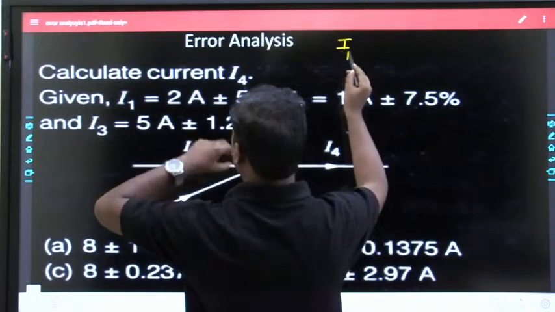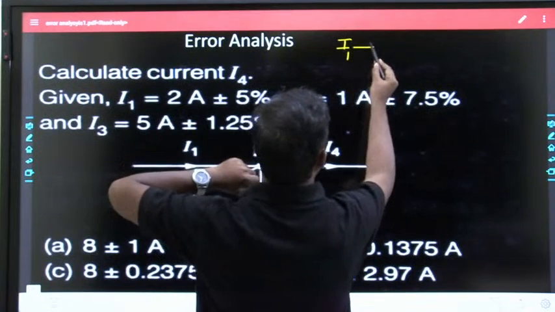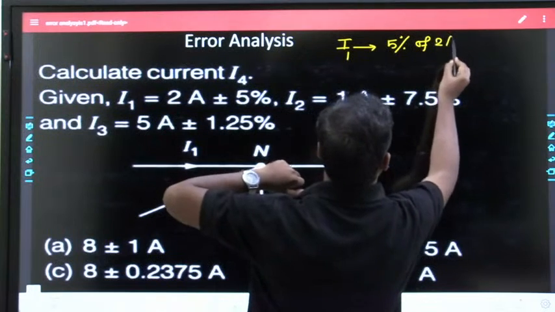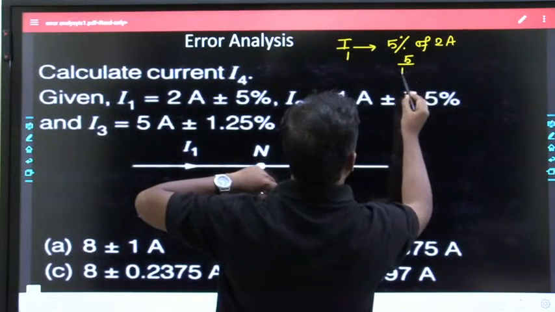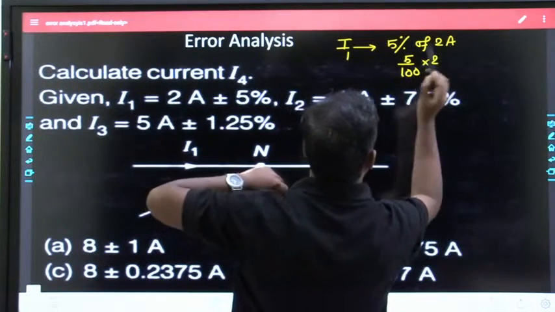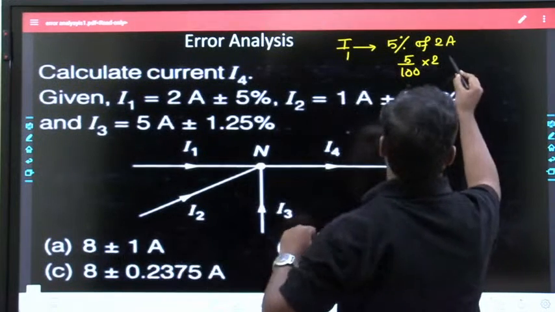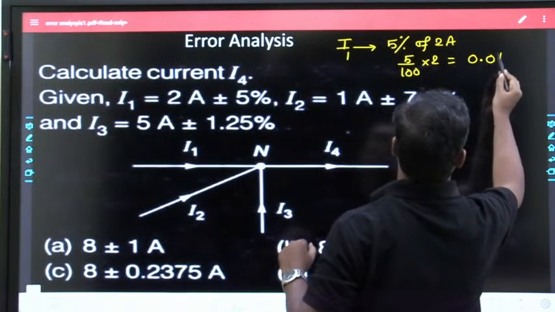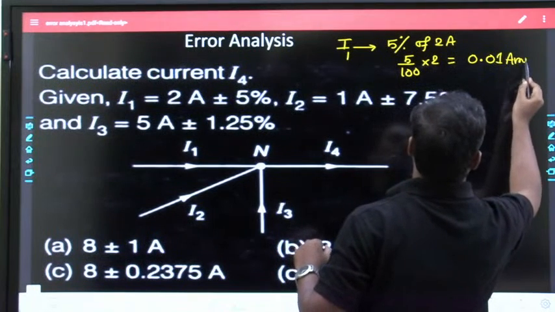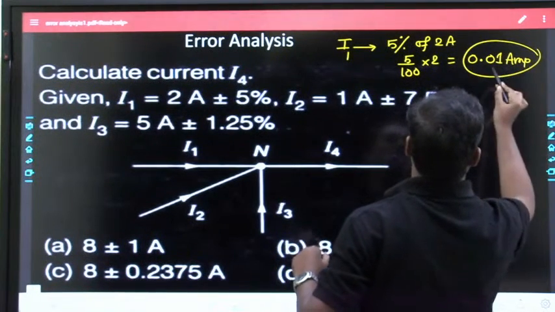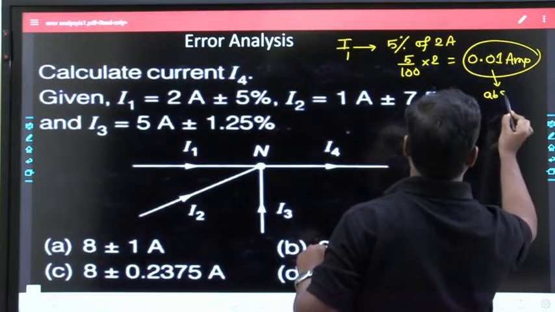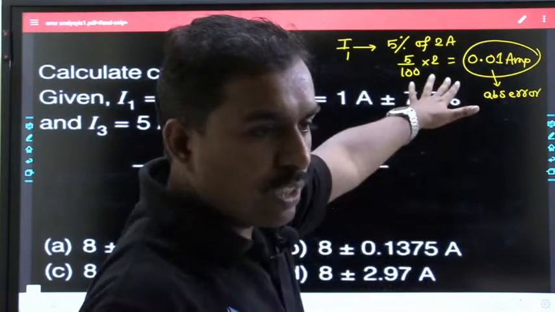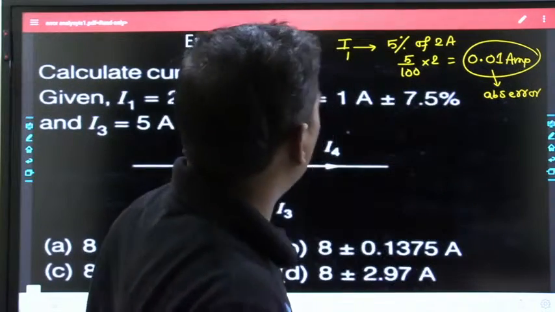In I1, how much is the percentage? 5%. Of I1, how much is the error? 5% of 2 amperes. 5% of 2 ampere means how much here? 5 by 100 into 2. That will be how much? 10 by 100. 10 by 100 means 0.01 amperes. So 0.01 amperes is called absolute error. Dear students, is it clear? So that is called absolute error.